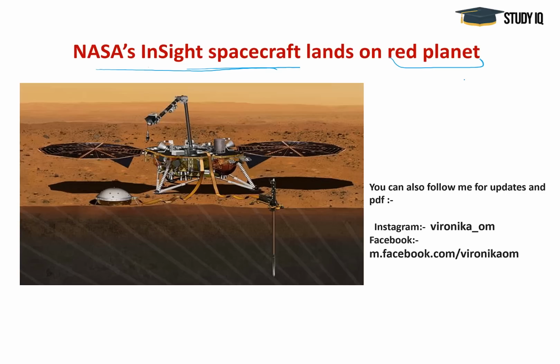Which planet is known as the red planet? That is Mars. So why is it called the red planet? That is a question for you. You can give me the answer in the comment box.